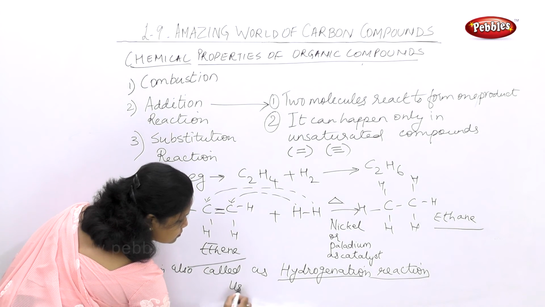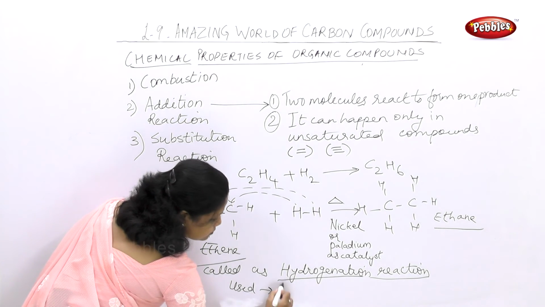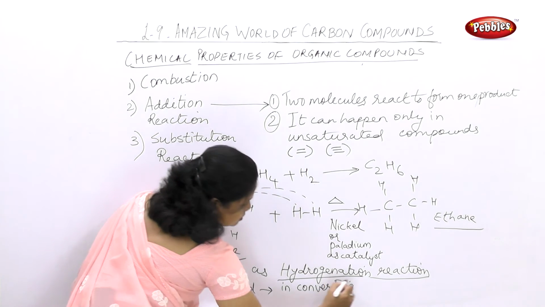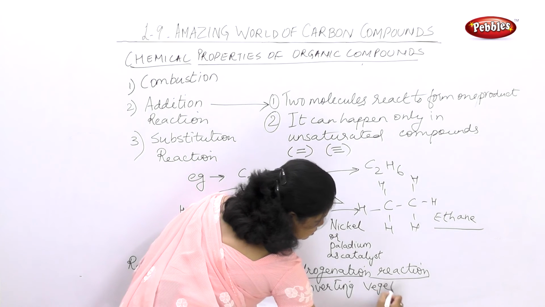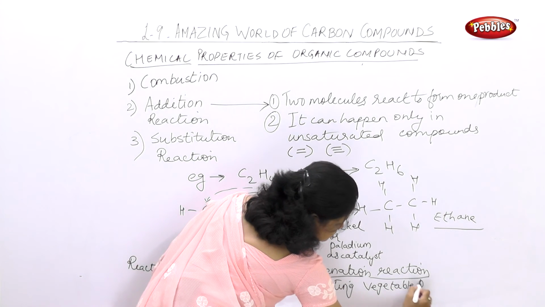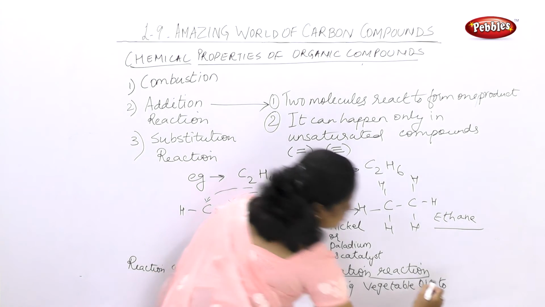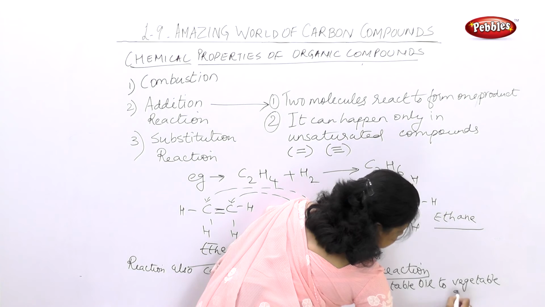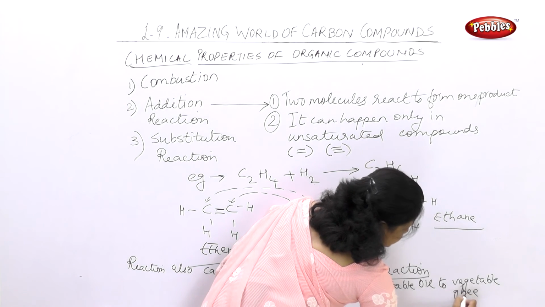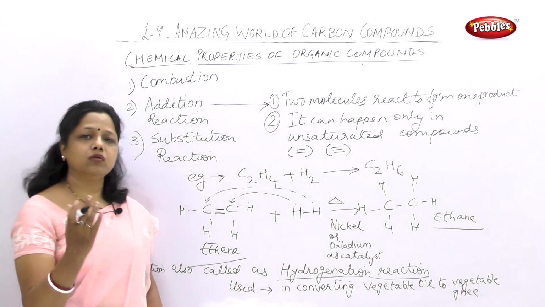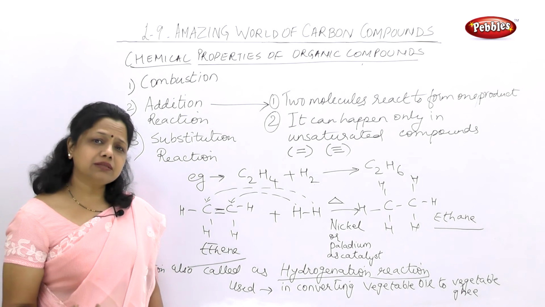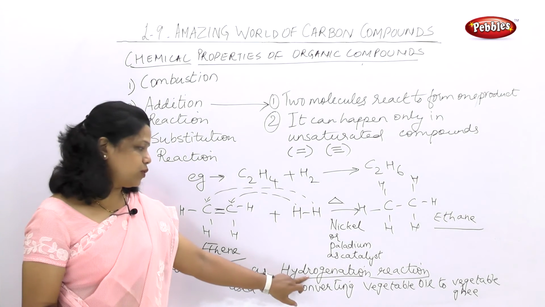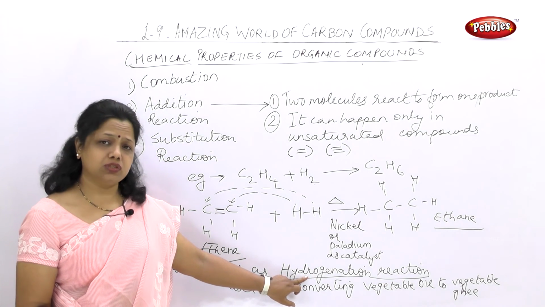Where is it used? It is used in converting vegetable oil to ghee. Vegetable ghee. Now whatever ghee is available in the market, which we know as Dalda also, that is converted from vegetable oil to vegetable ghee using the process which is called hydrogenation reaction.